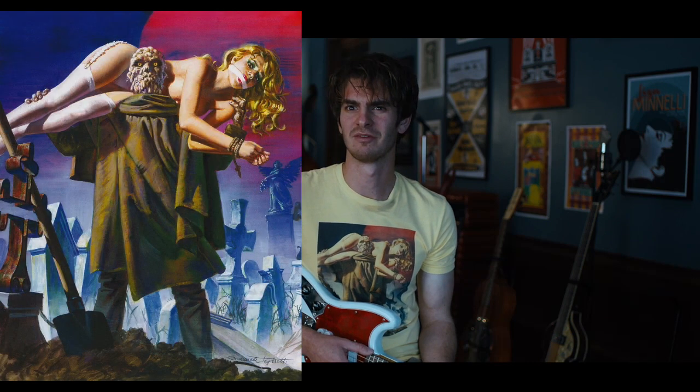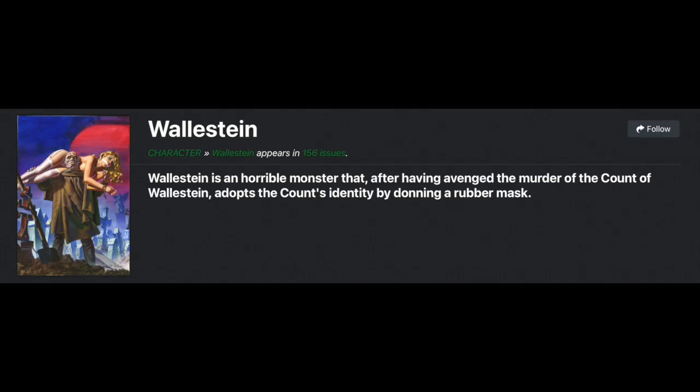Just on a side note, Sam is wearing a shirt by the Italian illustrator Emanuele Taglietti. The title of the piece is Il Monstro, and it depicts a character named Wallenstein, which is an interesting choice which continues the dual personalities motif.